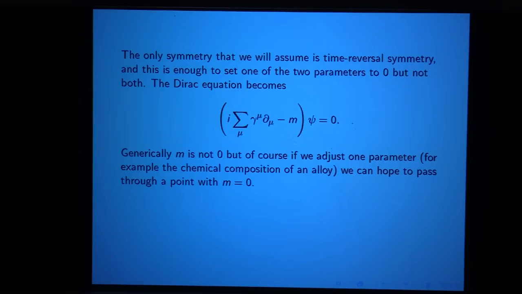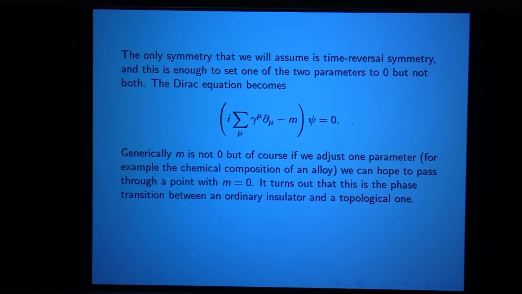Generically, M isn't 0, but of course, if we adjust one parameter, that might be, for instance, the chemical composition of an alloy, we can hope to pass through a point where M is 0. So, as a function of some parameter, we could hope to get, with no lattice symmetries except time reversal, a quantum phase transition with a massless Dirac fermion. It turns out that this is the phase transition between an ordinary insulator and the topological one.